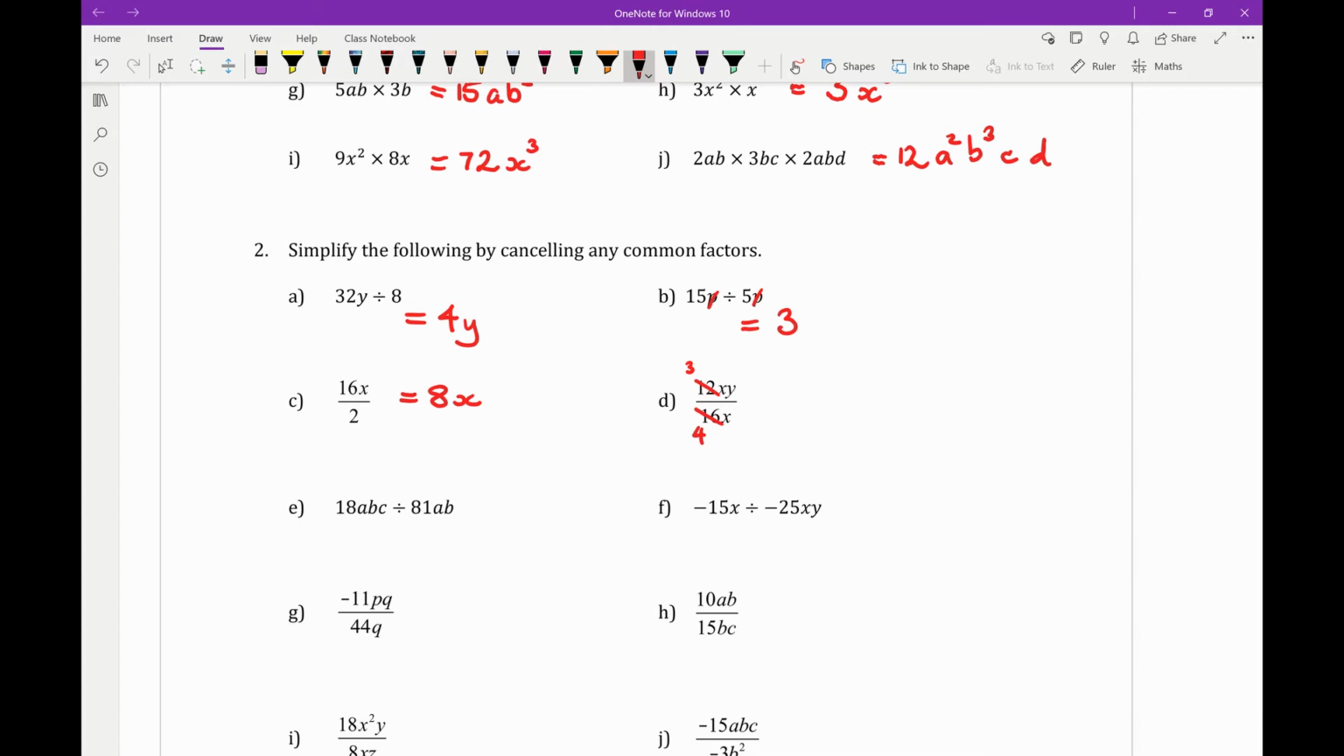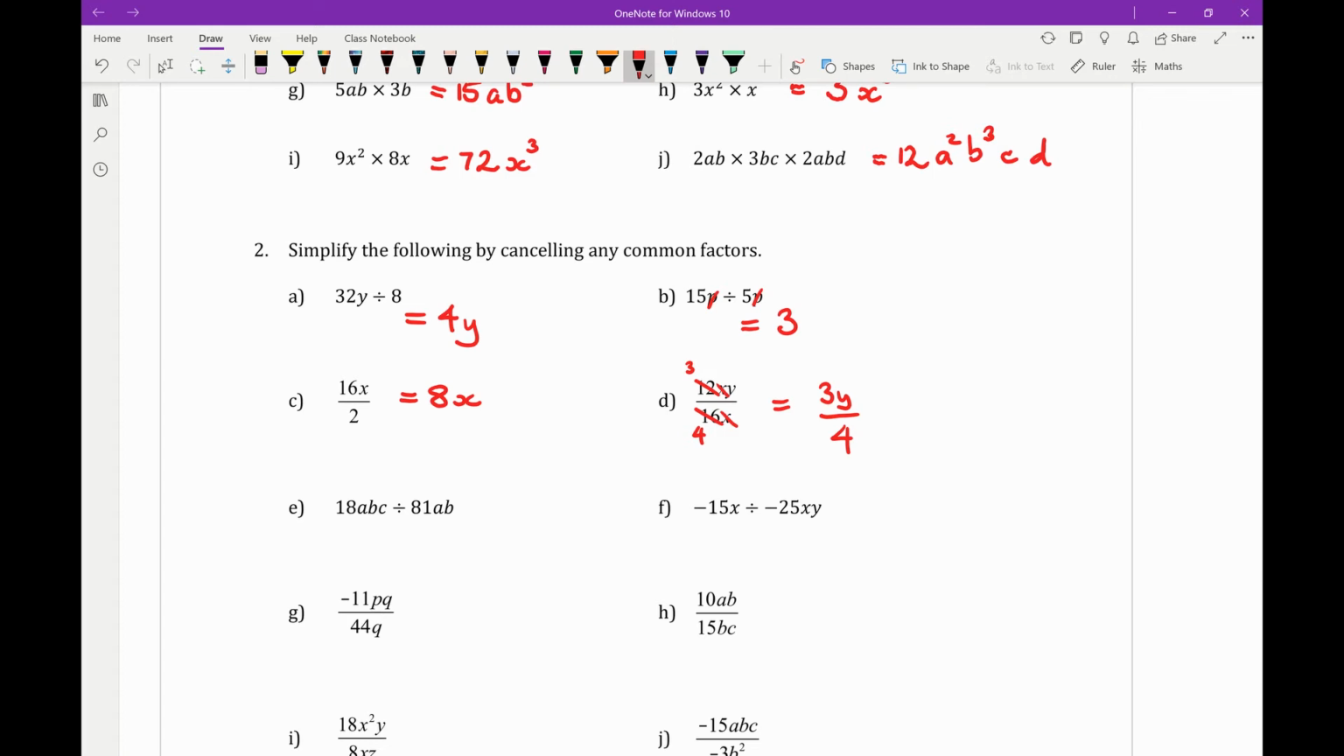Also, now looking at the letters, if there is an x on the top and the bottom, they can cancel off, so cross off the x's. Okay, once you've cancelled everything that you can, write down what is left. So on the top, we have a 3 and a y, and on the bottom, all that's left was the 4. So 3y over 4 is the answer.